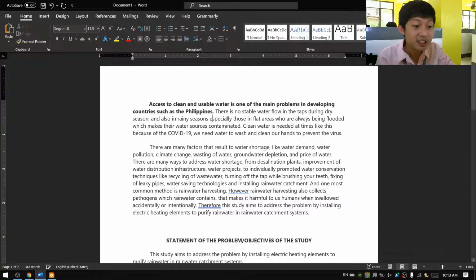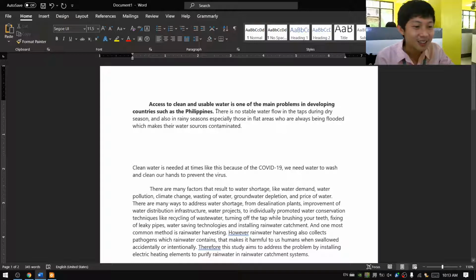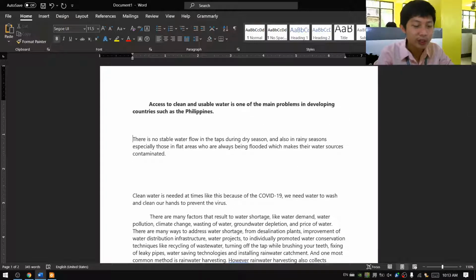It's especially those in flat areas who are always being flooded with mixed in water source contamination. Okay, nahilo ko. So, if I'm going to read this, it's difficult to digest. So, what are you trying to say?